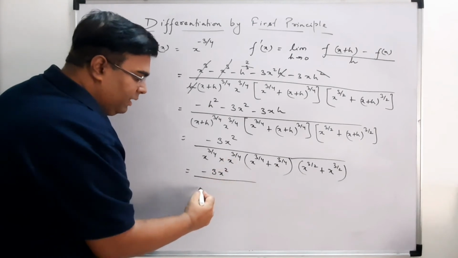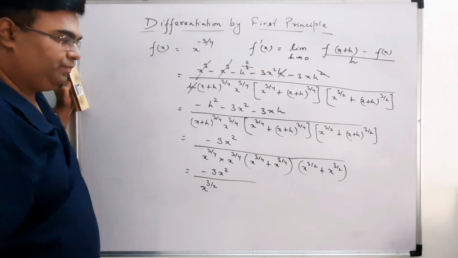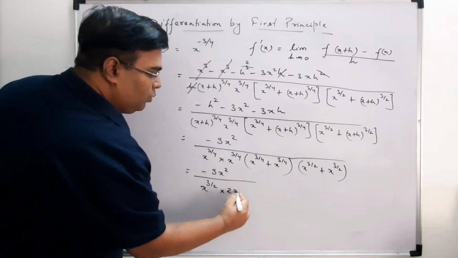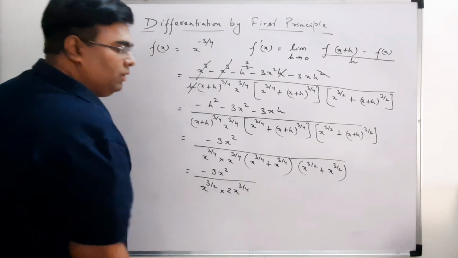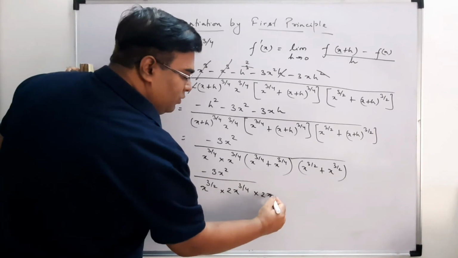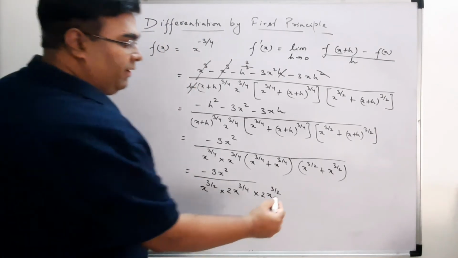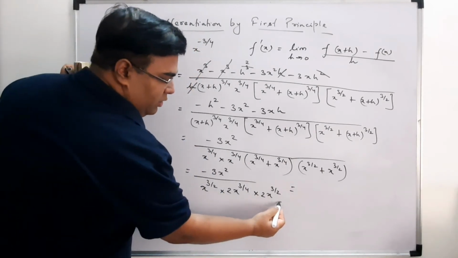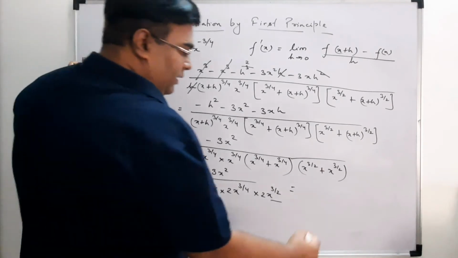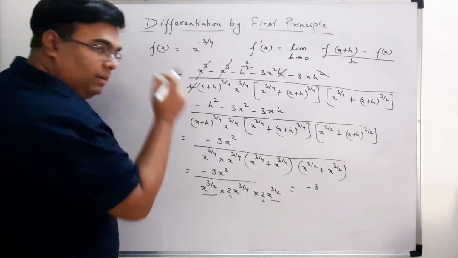The powers will get added up. It will be x raised to 3 by 2. Here the two terms are there, so we can write 2x raised to 3 by 4. Here also two terms are there, same, so 2x raised to 3 by 2. Again simplifying it further, this x raised to 3 by 2, x raised to 3 by 2 will give you x raised to 3. So minus 3, and this 2 and 2 will become 4.